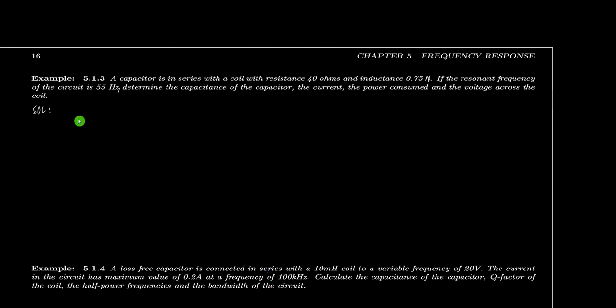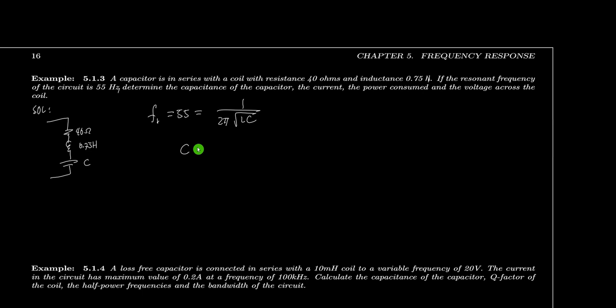So we have an RLC circuit again, with resistance of 40 ohms. We have 0.75 Henry inductance, and we don't know C. We want to determine the value for the capacitance. What we know is the resonant frequency, f_r, which is equal to 55 hertz. And from this, we know the formula because this is again RLC. It's just 1 over 2 pi the square root of L times C. So we can solve for the capacitance here.